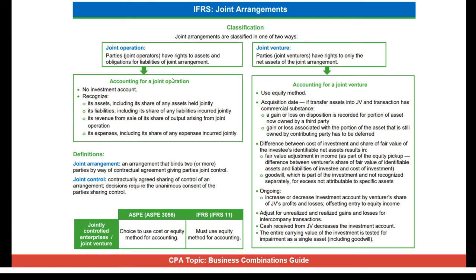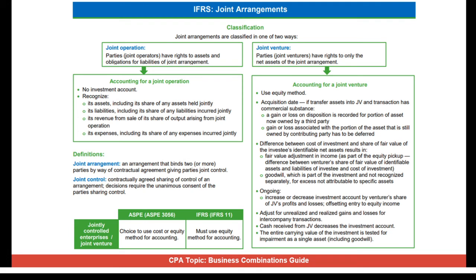Even though it's significant influence, the approach to recording it is the same using the equity method. Now, if the definition falls under a joint operation, this is a summary, which is very good for you to take away. There's no investment account, but you're recognizing its assets, including its share of any assets held jointly, its liabilities, including its share of any liabilities, revenue from its sale of its share of output, and its expenses. So you're kind of doing what I'd call a partial consolidation. There's not really a terminology for it, but you're taking your existing assets and liabilities and your share of it.